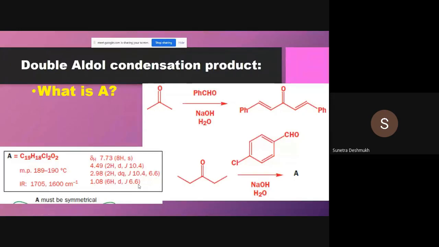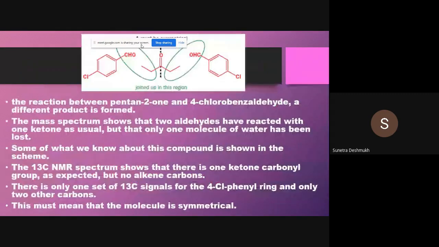Okay, so now we'll see what the options for the product A will be. We have the NMR values in our hand. With the help of the NMR values we will try to deduce the structure. So what are the possibilities? Two moles of parachlorobenzaldehyde will react with this molecule, joining up in this region. In the reaction between pentan-2-one and 4-chlorobenzaldehyde, a different product is formed, not like the previous one.